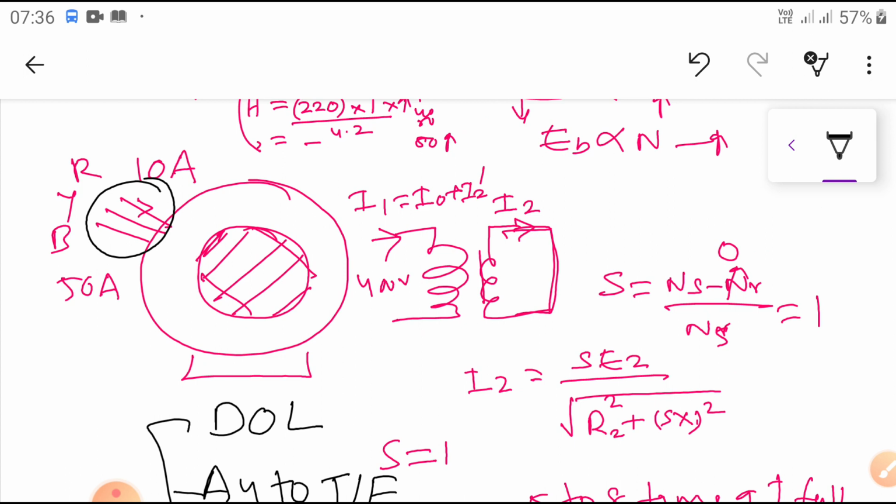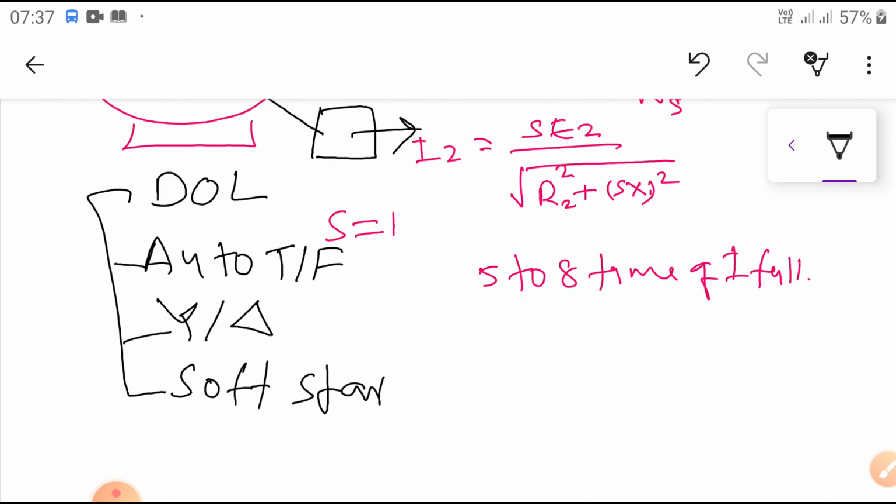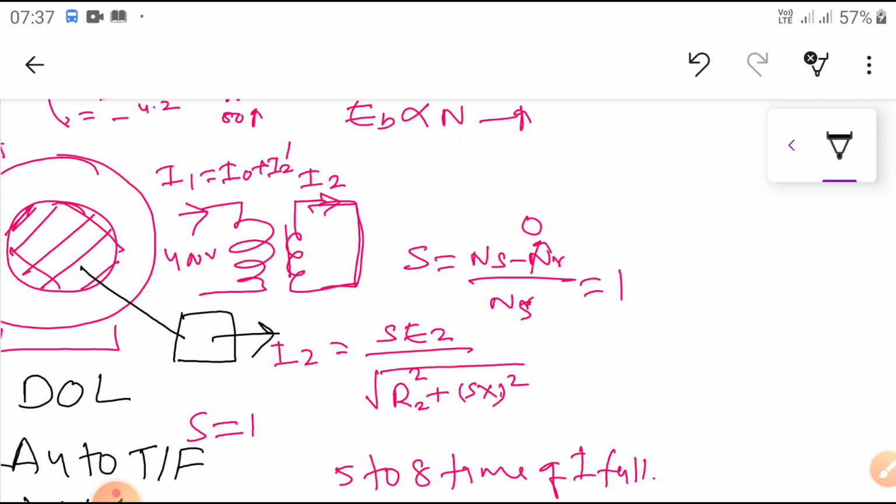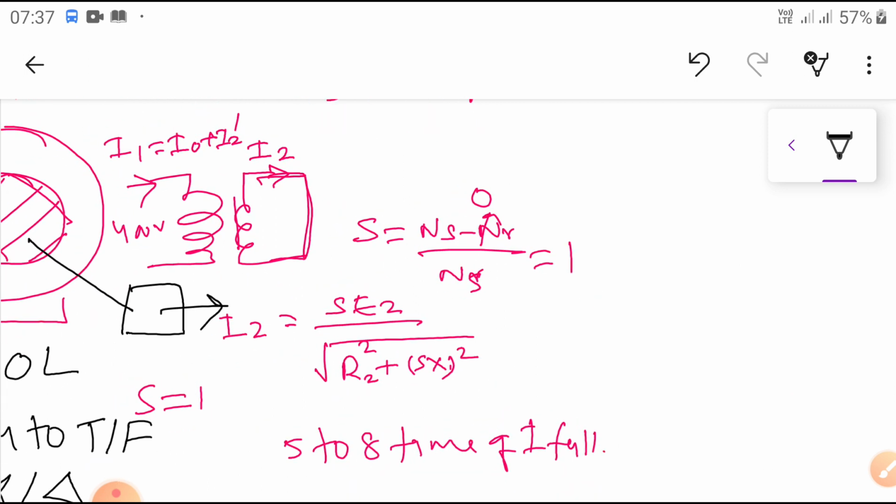But in the case of the slip ring induction motor, I can use another variety of starter, the rotor resistance starter. Here, what we have seen is that the secondary is short circuited. Instead of a short circuit initially, we are going to add some resistance here.